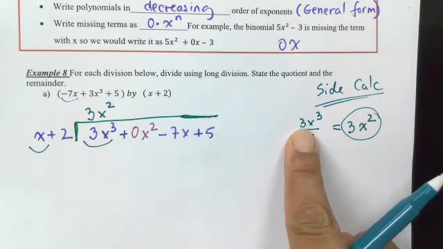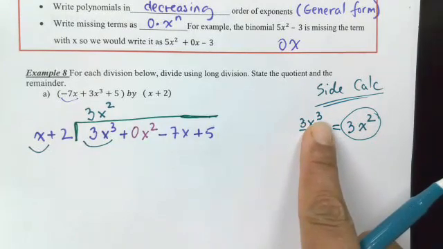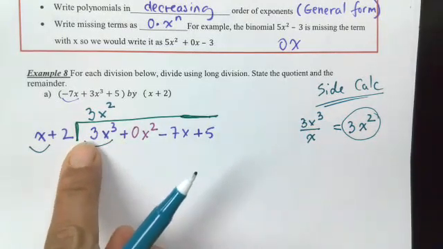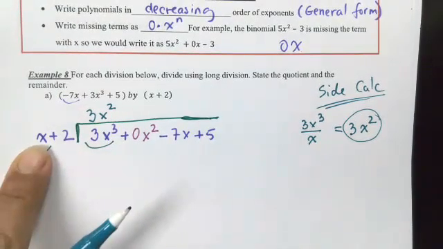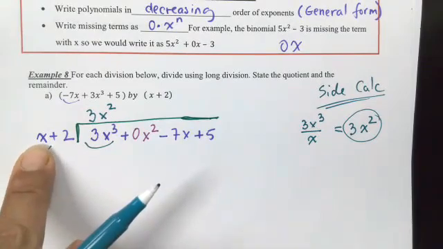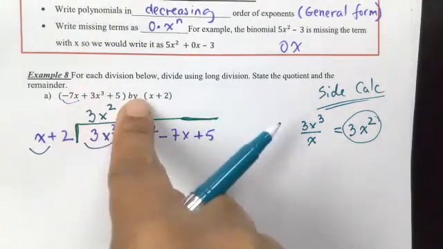This is a 3 here. x cubed. It's from here, 3x cubed. We take, yeah, and we divide them. Everybody got the first step there? Okay, and that's again the first term of our answer.